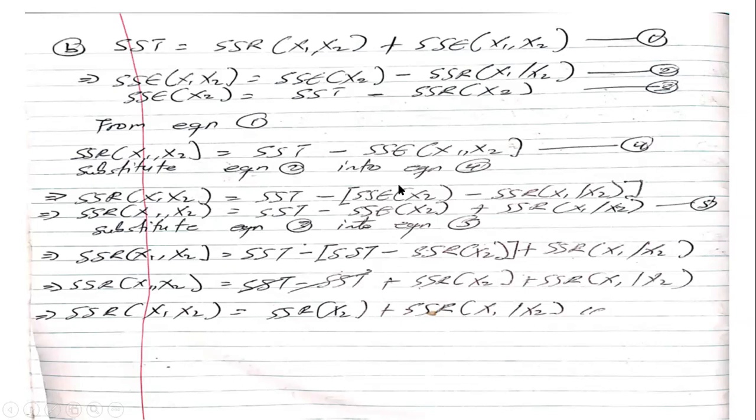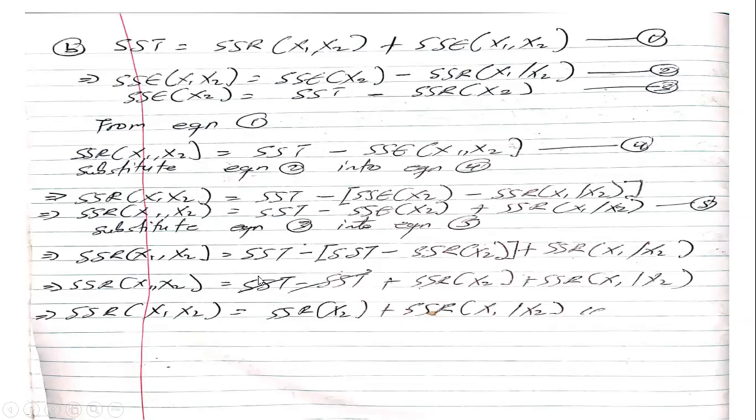And you see I have SSE of X2 in equation 3. So I'll do another substitution where I substitute equation 3 into equation 5. Wherever I see SSE of X2 in equation 5, I substitute equation 3 in it. So when I do my substitution, this is what I get.